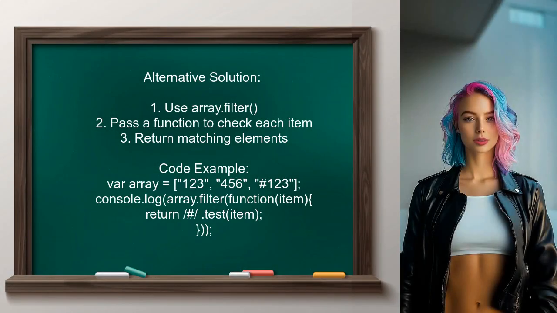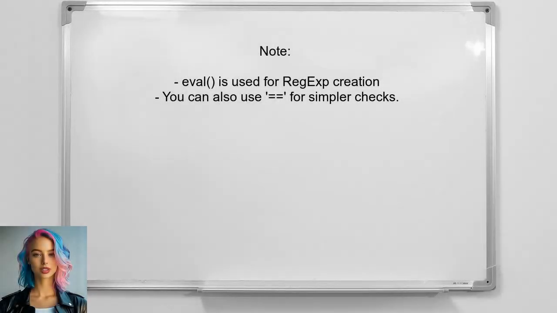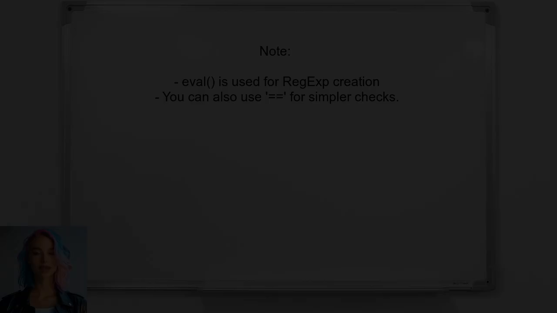An alternative solution provided by a user suggests using the filter function. They demonstrate how to filter the array to find elements containing the PID number. The user also mentions using RegExp to create a regular expression for the search, but notes that you could simply use the equality operator instead.